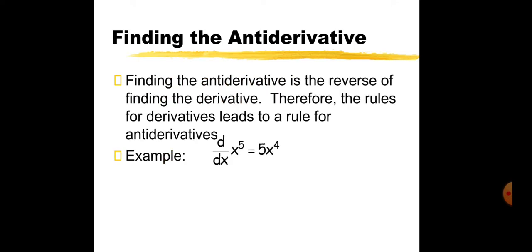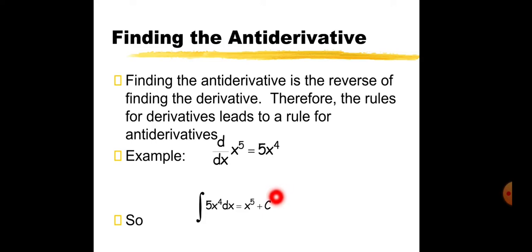For example, if we have a function x to the power 5, you know that the derivative of x to the power 5 is 5x to the power 4. So if you want to integrate 5x to the power 4 with respect to x, you find that the integral of 5x to the power 4 dx will be x to the power 5 plus c. C is called the constant of integration here.